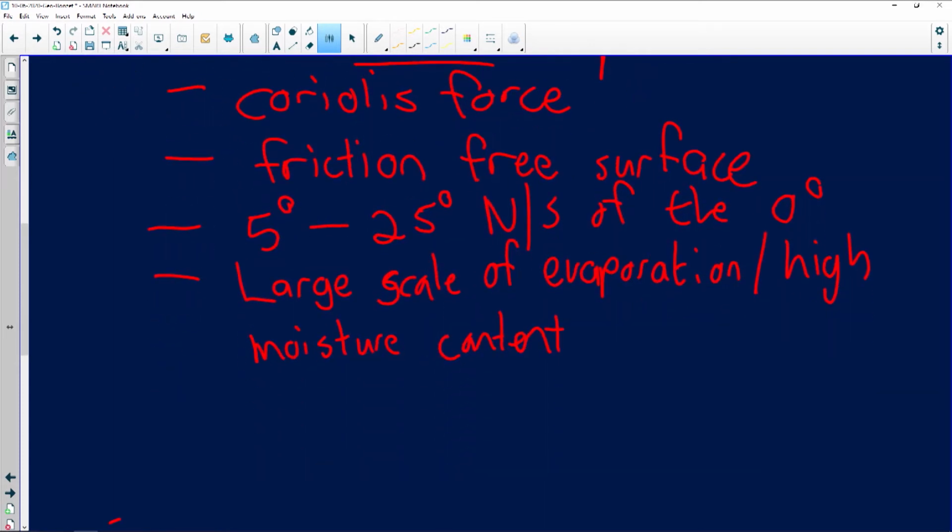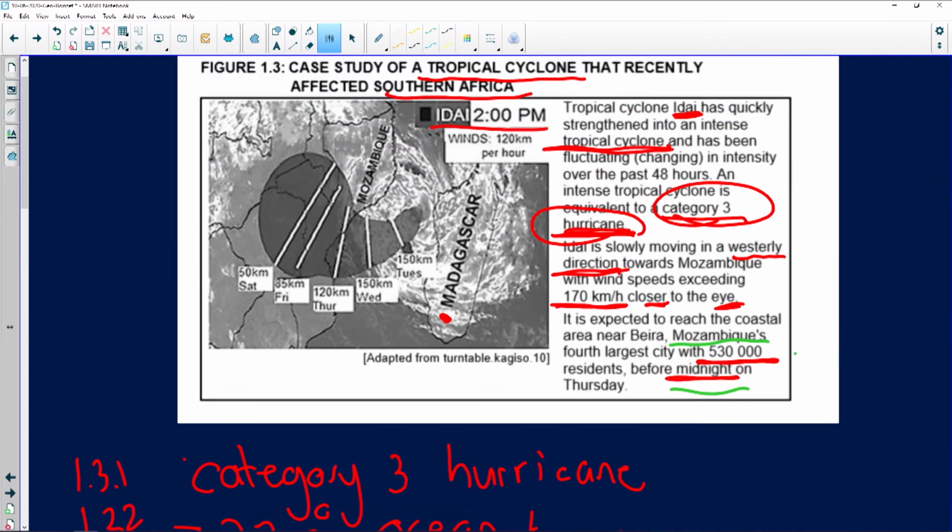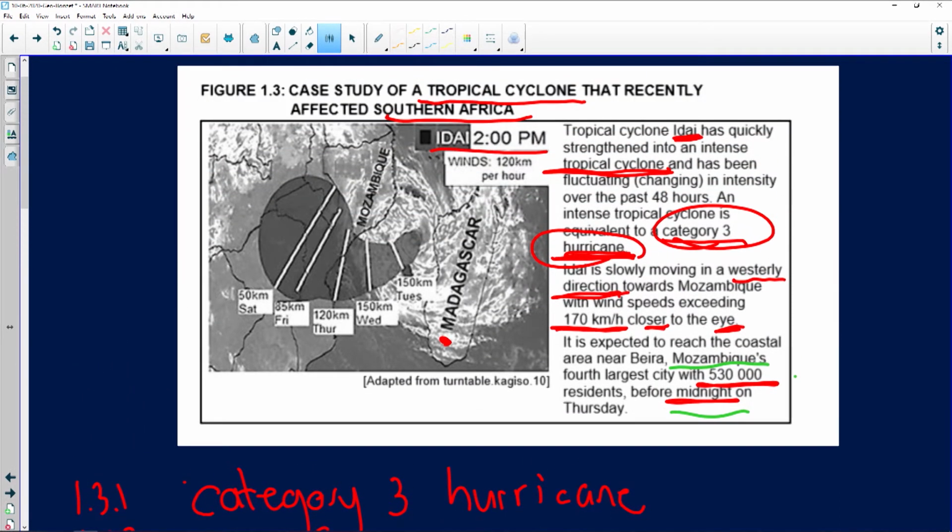Okay, so let's quickly move to question 1.3.3, apologies. Refer to the image and determine the expected wind speed at which tropical cyclone Idai will reach the coast of Mozambique. So we need to refer to the image. So it means the answer is on the image. So let's just quickly have a look at it. They basically asked, refer to the image and what's the expected wind speed that Idai will reach when it reaches the coastline of Mozambique. So there's Mozambique, am I correct? There's the coastline.